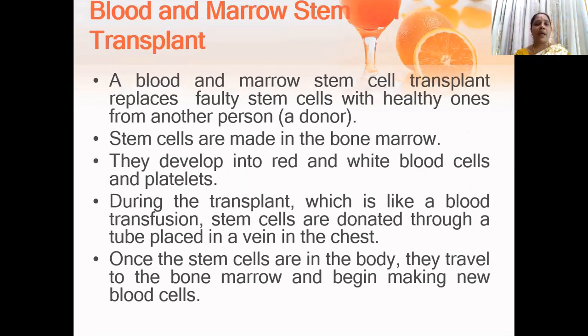Blood and marrow stem transplant. A blood and marrow stem transplant replaces faulty stem cells with healthy ones from another person who is nothing but a donor. Stem cells are made in the bone marrow, as all of you know. They develop into red and white blood cells and also platelets. During the transplant, which is like a blood transfusion, stem cells are donated through a tube placed in a vein in the chest. Once the stem cells are in the body, they travel to the bone marrow and begin making new blood cells.